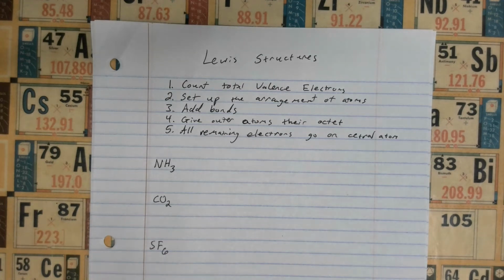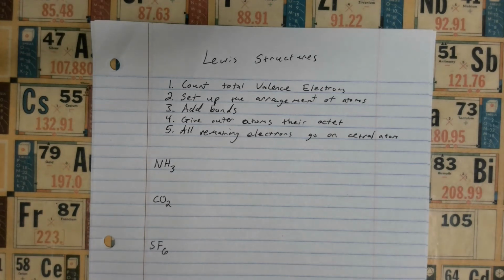Alright, so today we're going to get into Lewis structures. I have the steps for writing Lewis structures here at the top of this paper. We're going to go through them and then I'm going to show you a couple examples. So first of all, for drawing Lewis structures, the first thing you do is to count up the total number of valence electrons in the compound.